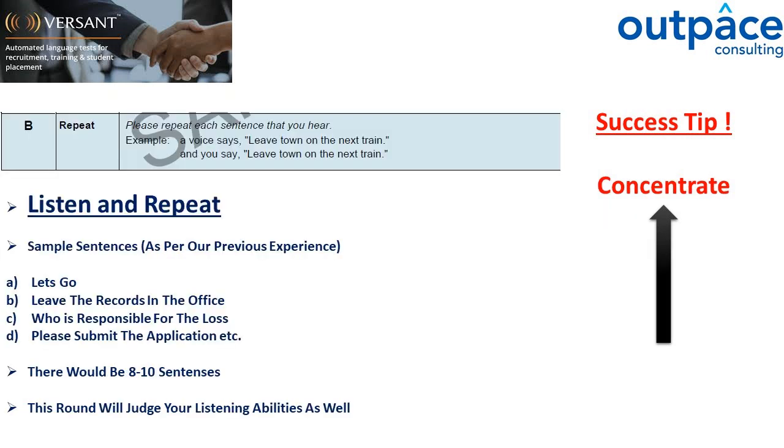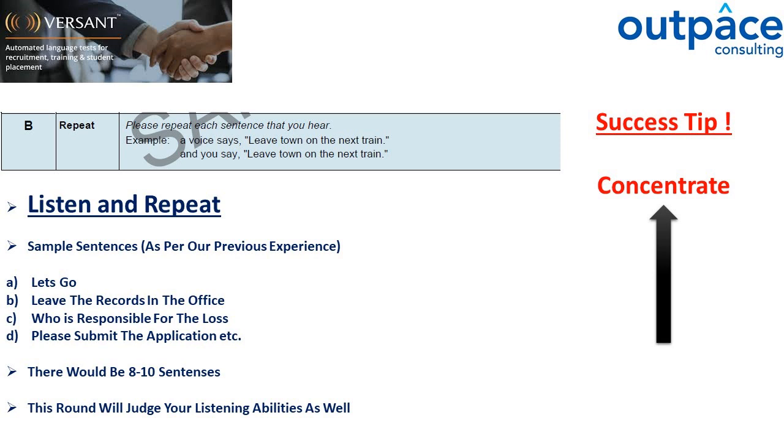Now coming to section B, which is listen and repeat. In this section, an IVR call would say certain sentences. We have mentioned some sample sentences like leave records in the office, who's responsible for the loss. They'll say certain sentences, and you have to listen and repeat them. The tip is to concentrate. You don't have to copy the accent, you just have to repeat the sentence.